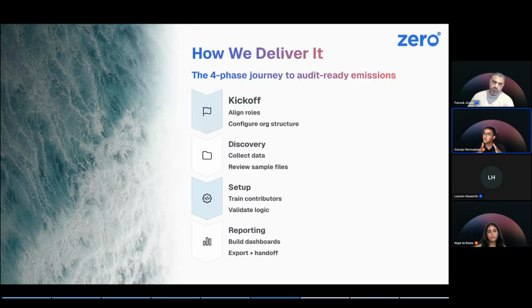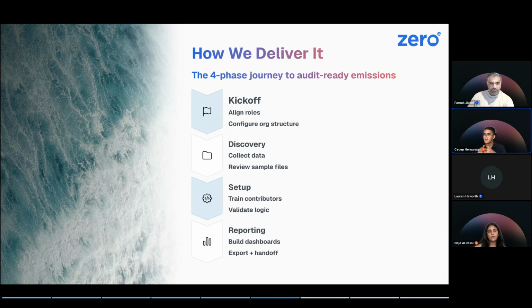We try to manage the stakeholders here to get the most accurate data from every single part of the organization. Because the owner of the data is not the sustainability team. The sustainability team is just the one who is managing your emissions output at the end. But the one who owns the most accurate data is each part of the organization itself.